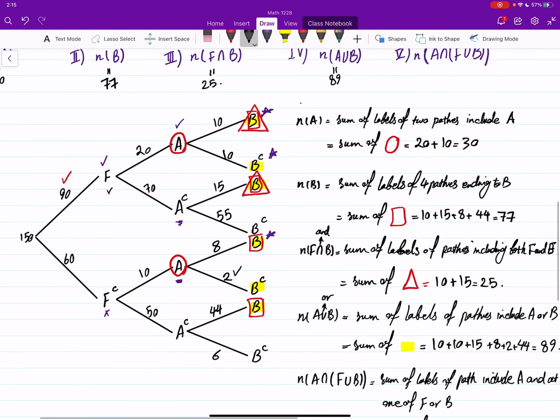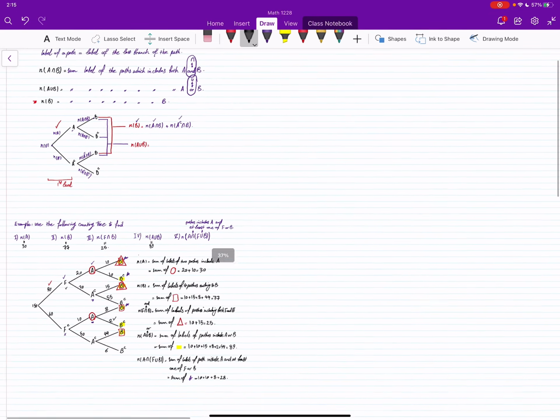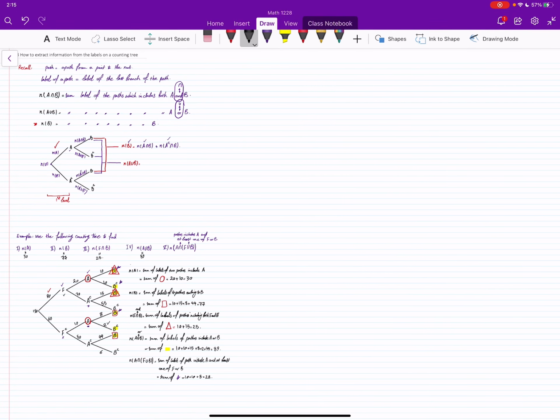So that was an example covering the rules. Always when you try to extract information from the tree, you have to consider which paths, depending on the intersection or union, are the proper paths to pick up. Then you find the labels of these paths and add them. That will give you the number.